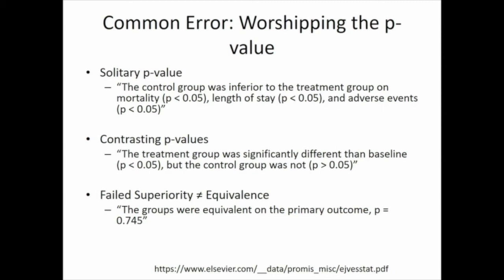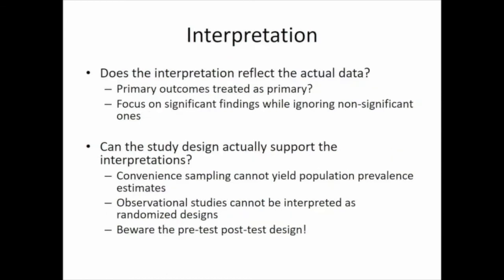The last one, of course, is that absence of evidence is not evidence of absence. If you fail to find superiority, you cannot declare equivalence. Just because we see a non-significant p-value doesn't mean that the 2 groups are the same. Oftentimes you'll see, the 2 groups did not differ, and you give them a p-value there. The best way to do that is to give the means and standard deviations of the 2 groups to show you that the 2 groups are actually, in fact, not different from each other. So catch those errors if you can. All right, interpretation.